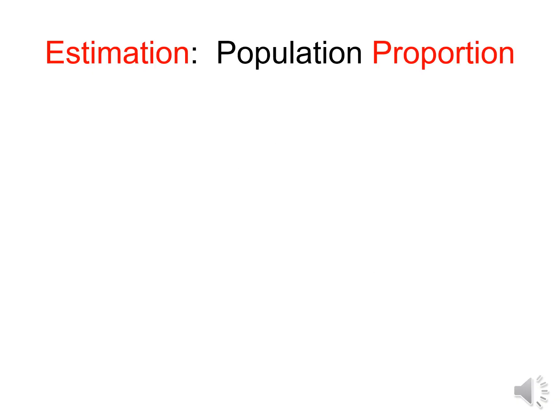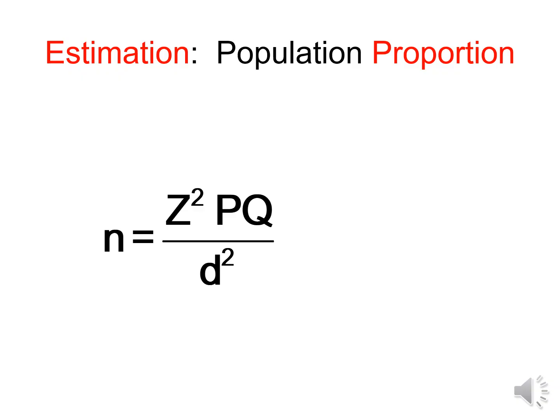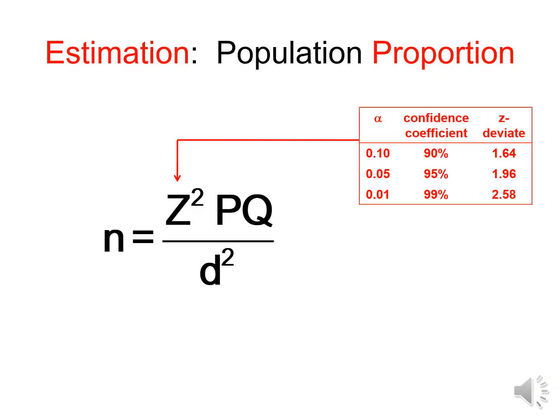The second problem is estimating a population proportion. This is the formula. N is the sample size. Z of alpha is 1.96, corresponding to an alpha error of 0.05. P is the proportion derived from previous studies. Q is 1 minus P.